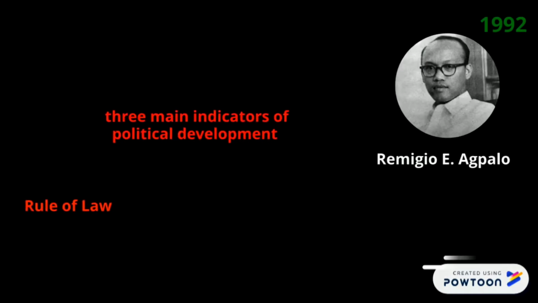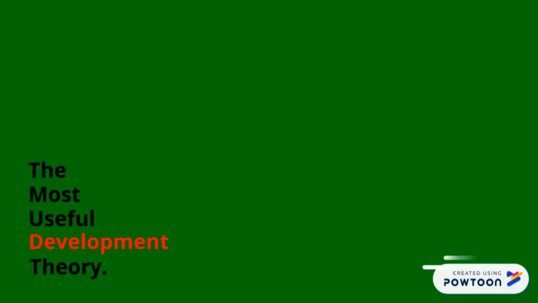According to Remigio Eagapalau, there are three main indicators of political development, namely the establishment of the law, civility, a sense of togetherness, and equality to defend the public interest, prioritizing dialogue and not coercion of the will, seeking consensus and avoiding the use of violence, and social justice. The most useful development theory.